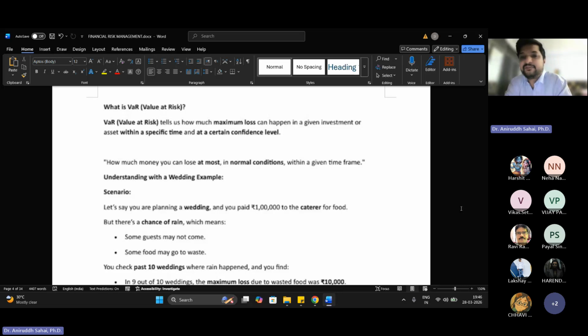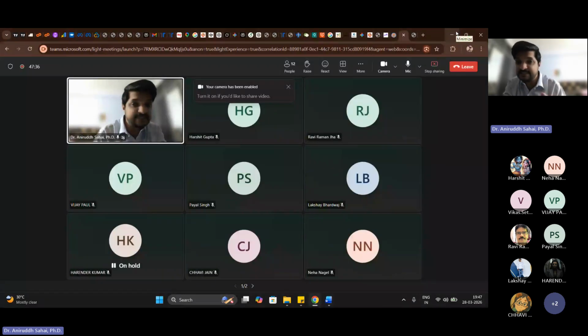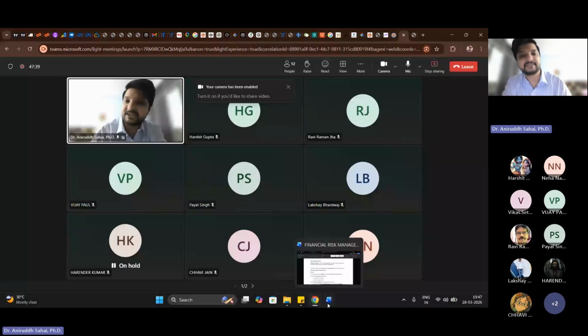For example, if you say that my VAR is 5% per day at 95% confidence. The meaning is simple. If you have 1 lakh rupees, in one single day you will usually not have a loss of more than 5,000 rupees per day, which is 5%. And this you can say with 95% confidence. Although there is this 5% probability that still the loss may exceed 5,000 rupees.